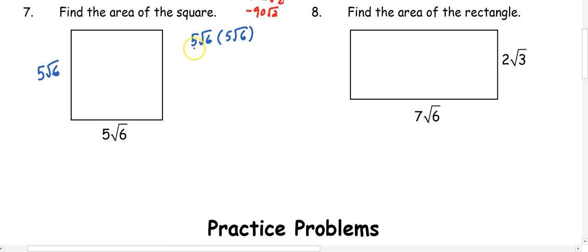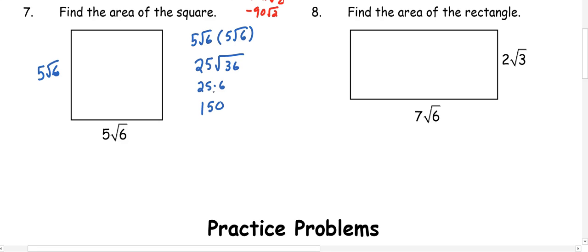So the outside numbers here are 5 and 5, which gets us 25. Root 6 times 6 is 36. Now 36 is a perfect square, so we can take the square root of that. So we get 25 times 6, which is 150.